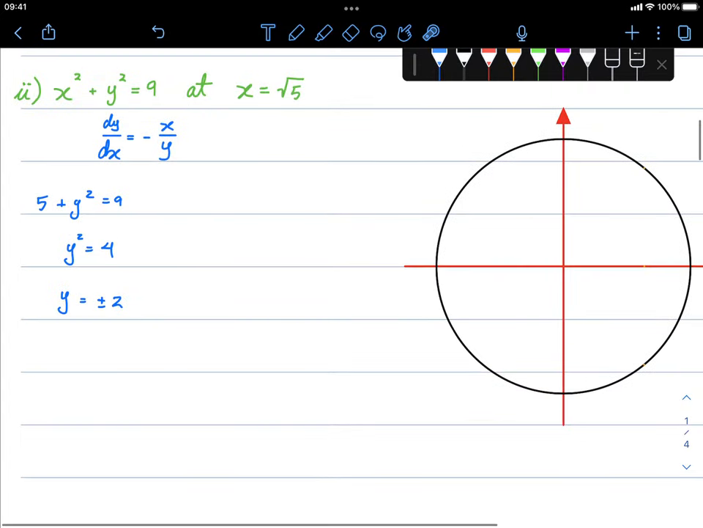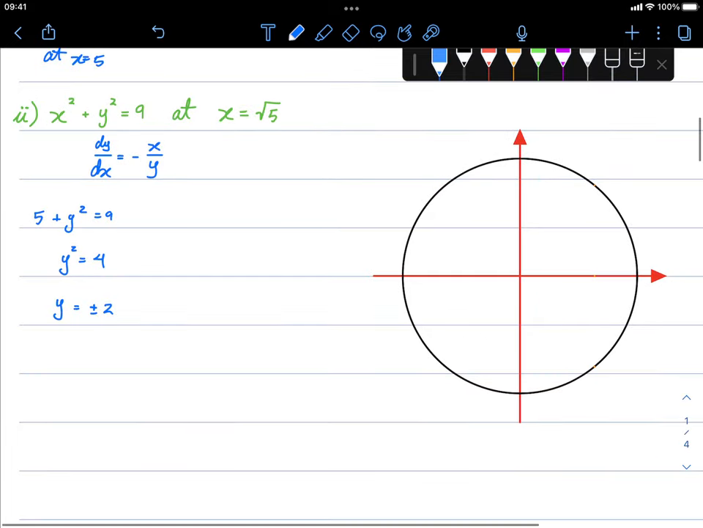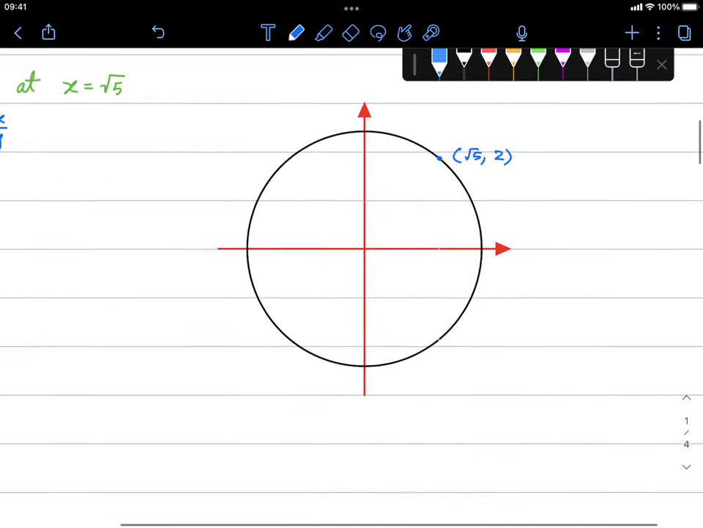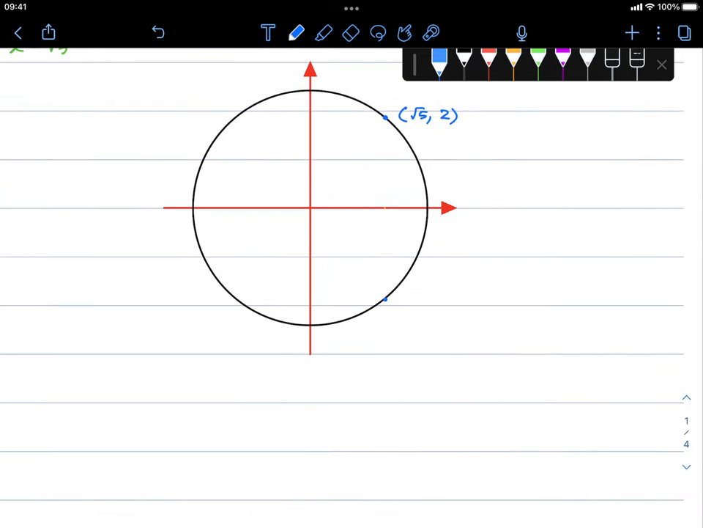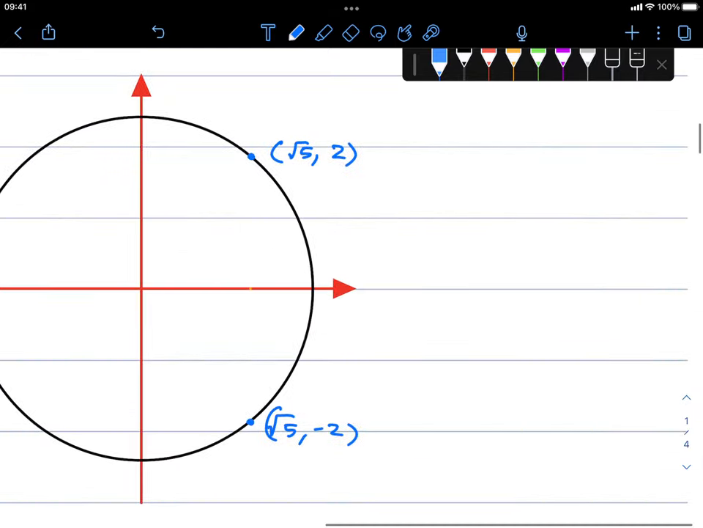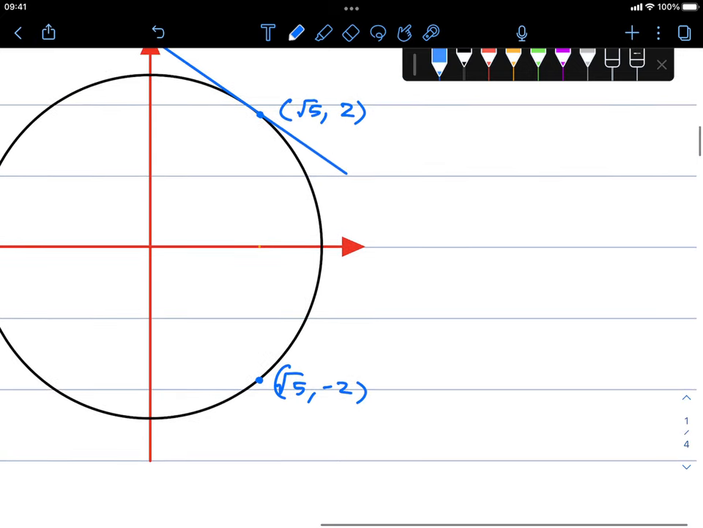So, to really get the point across, this point here is (square root 5, 2), and this point here underneath is (square root 5, negative 2). And we are looking for the tangent at both points. So this tangent and this tangent.